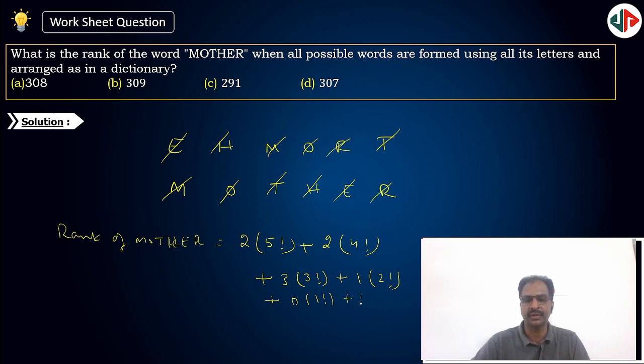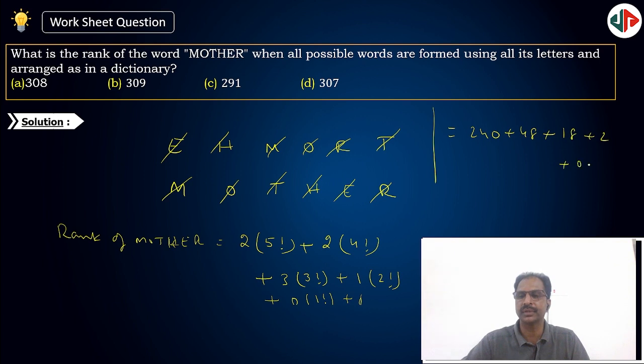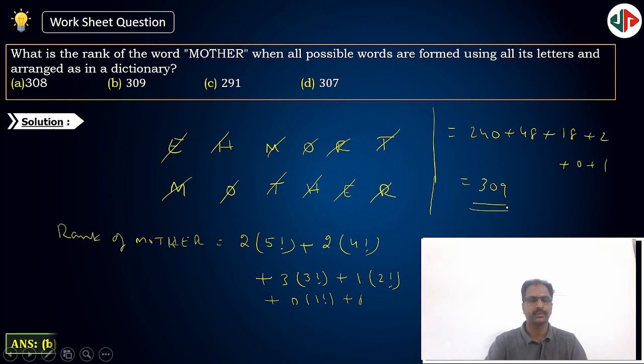For that you should write 1 always. For the last cancellation you should write 1. Now simplify this. 2 into 120, 240. 2 into 24, 48. 3 into 6, 18. 1 into 2 factorial, 2. Plus 0 plus 1. Now simplify this. 309 is the rank of the given word, option B.